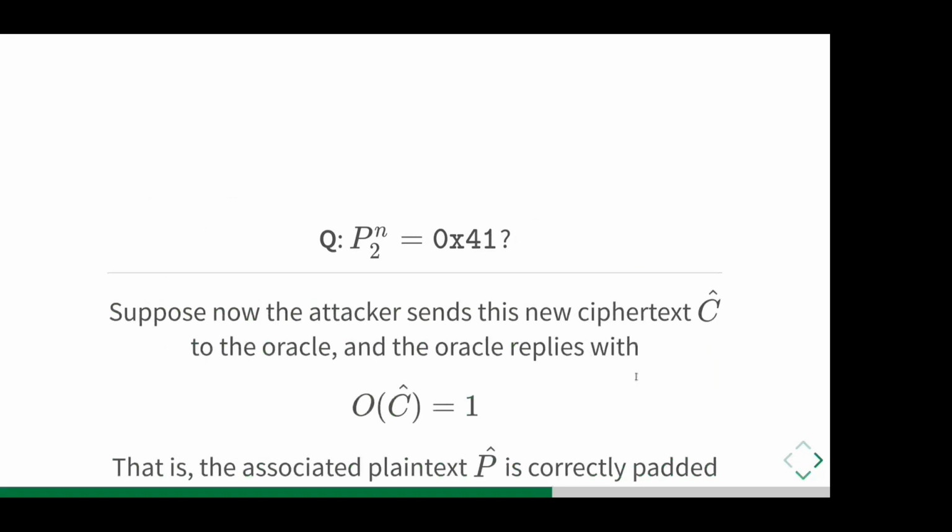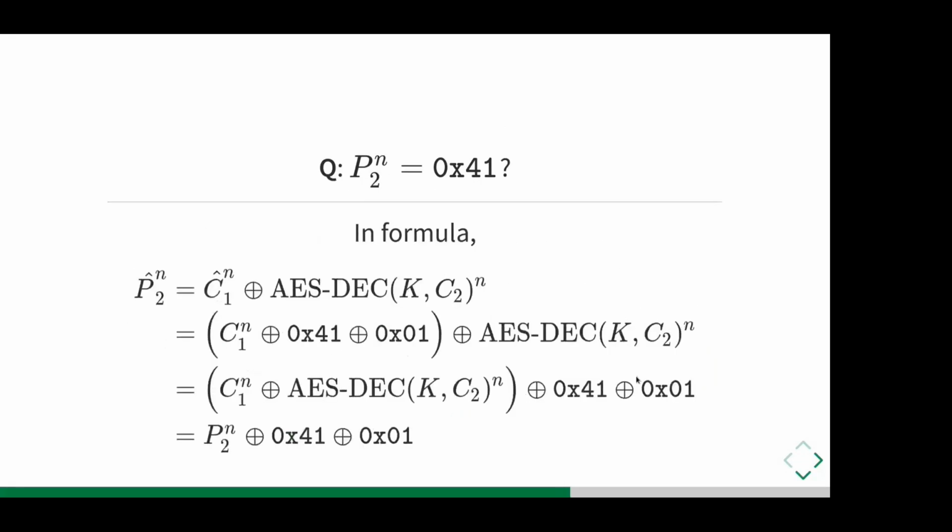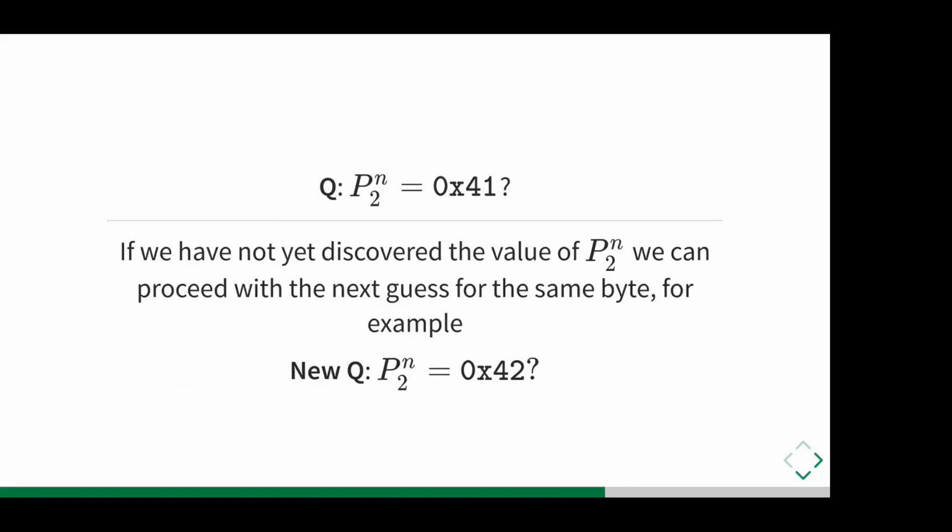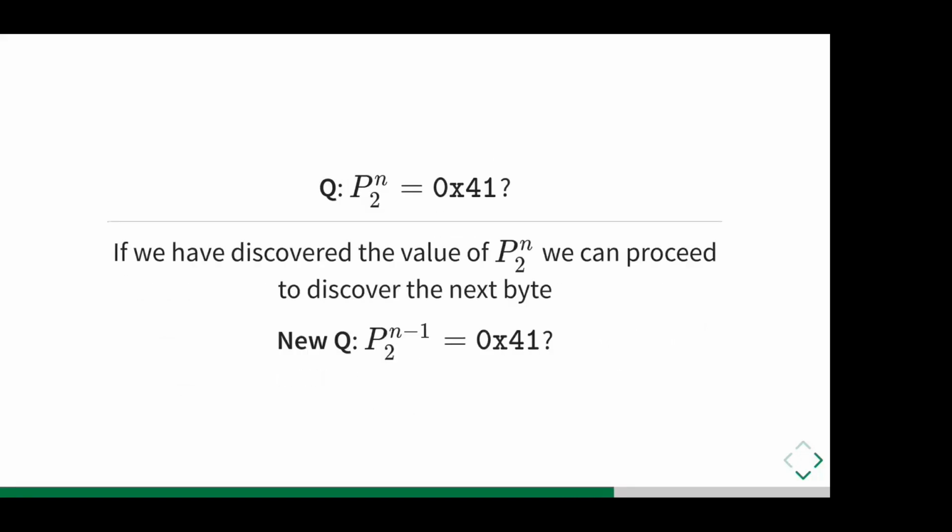So, for example, if the guess for 1 does not work, we go to the other guess, which is for 2. Now, if instead the guess works, we go to the next byte, which is actually the previous one in the order. It is inverted. So the question becomes, what is P2 n minus 1? Because now we have discovered the last byte. So this is P2. Now we know that this is for 1, but we don't know the rest.